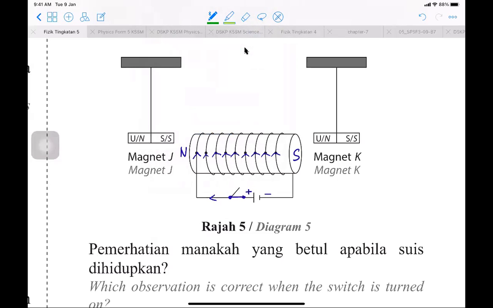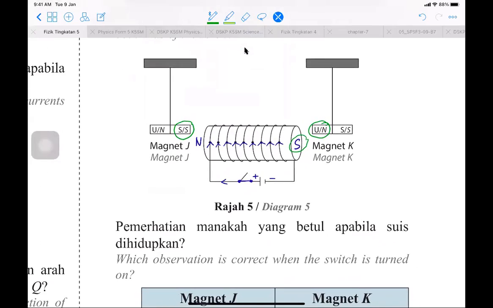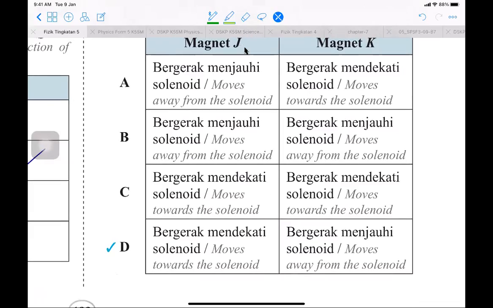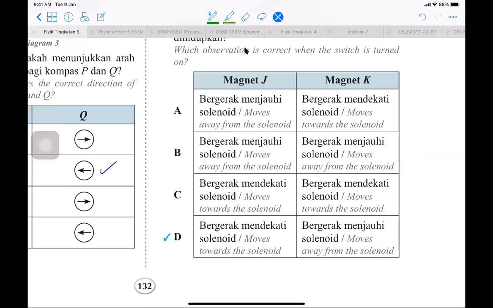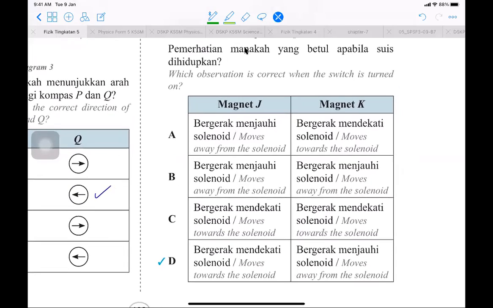Magnet J on the right hand end there is south. So, south and north are opposite poles, so it will be attracted to it. And yang di sebelah kanan, this one is north, this one is south. Both are opposite poles, so it should be attracted to one another. So ngam kah itu? Jawapannya tidak ngam kan?